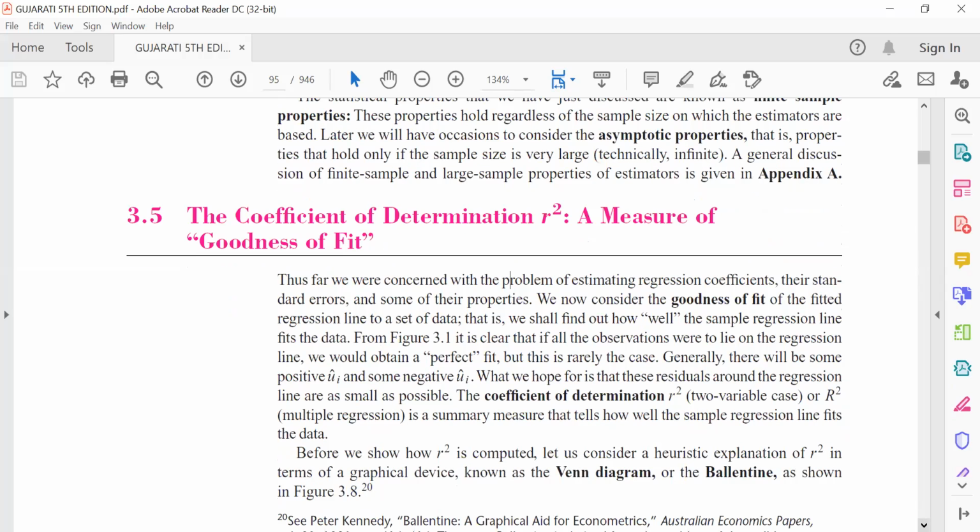Thus far, we were concerned with the problem of estimating regression coefficients, their standard error, and some of their properties. We now consider the goodness of fit of the fitted regression line to the set of data. We shall find out how well the sample regression line fits the data. Figure 3.1, it is clear that if all observations were to lie on the regression line, we would obtain a perfect fit, but this is rarely the case. Okay, generally we will have some positive residuals and some negative residuals.